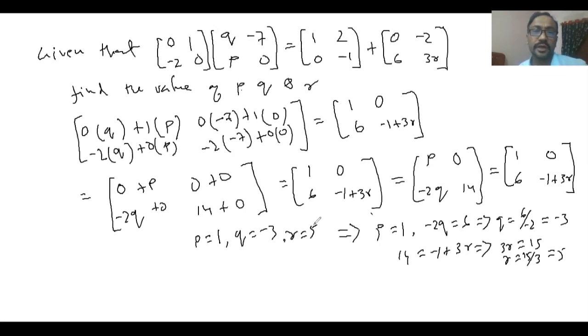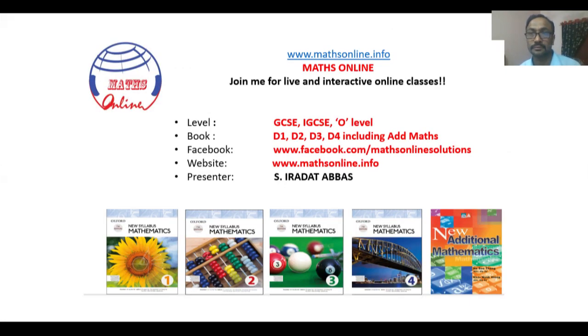Right, this is the way we have done multiplication, some additions, and when two matrices are equal, their corresponding elements will also be equal, remember. So we found the value of p, q, and r.